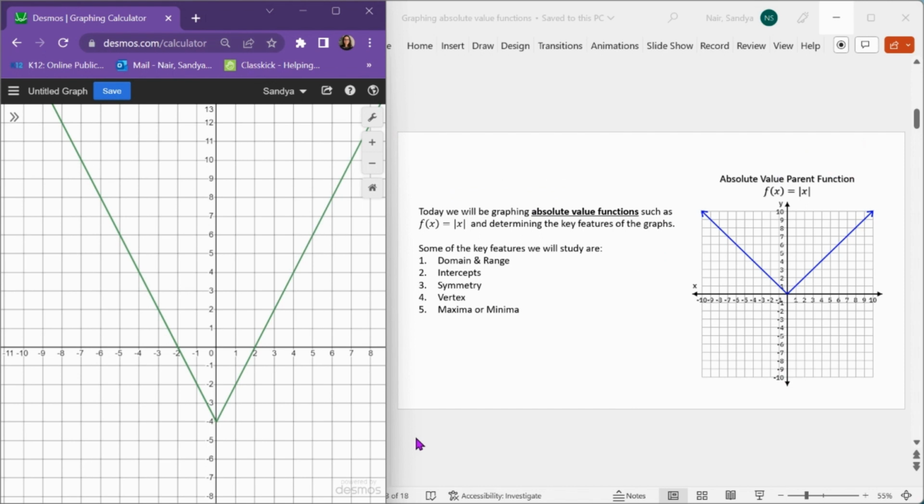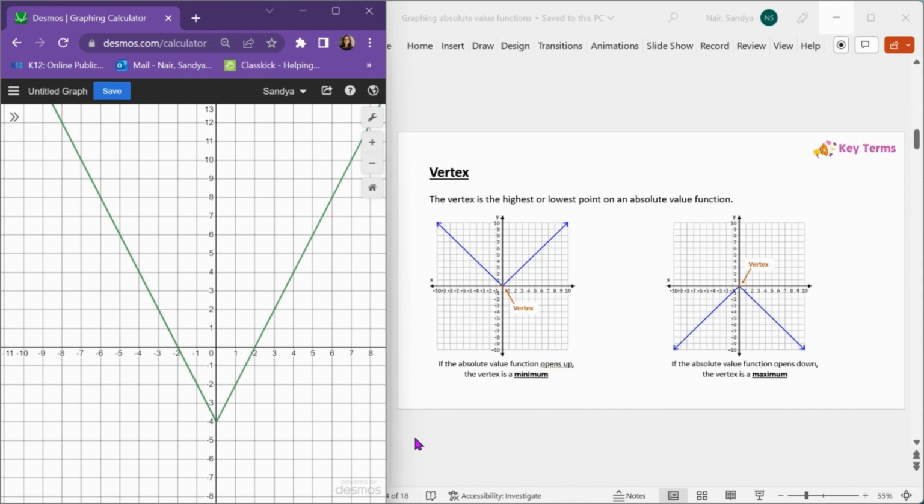So today we're going to graph absolute value functions such as f of x equals the absolute value of x, and we're going to determine some key features of the graphs. So the key features we're going to talk about are domain and range, intercepts, symmetry, the vertex, and any maxima or minima. So you may remember the absolute value parent function back from when we studied parent functions a few lessons ago. So you'll notice that absolute value functions are very similar to parabolas, right? We have a lot of the same features and a lot of similar things going on.